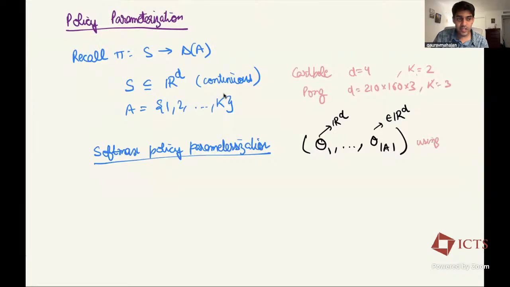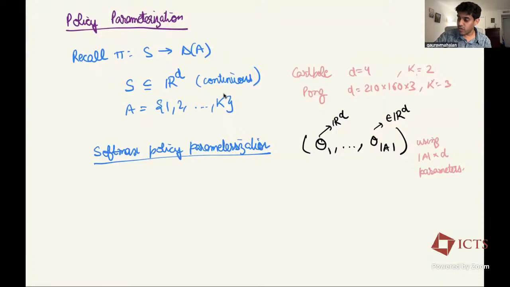So this uses A actions and D parameters per vector, so A times D parameters. For our problems, not so bad. For Cartpole, it's like, what, 8? That's nothing, right?